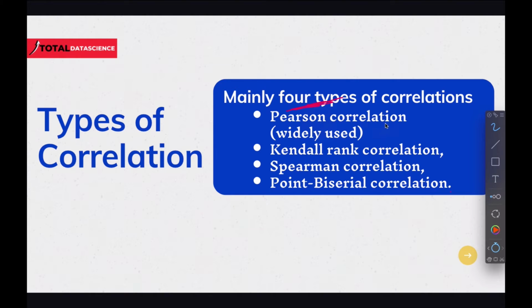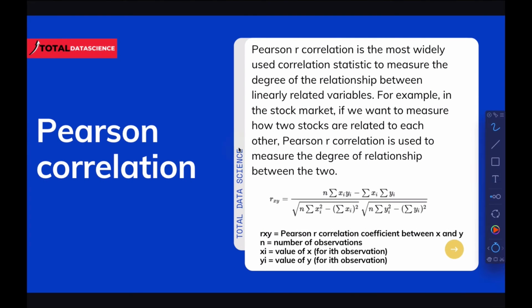So we have Pearson correlation, which is widely used, and even in this class you're going to see it over and over again. We also have the Kendall rank correlation, the Spearman correlation, and the point-biserial correlation. So you will see either the Pearson correlation or the Spearman correlation in measuring the correlation coefficient. Okay, so let's proceed further and look at the Pearson correlation.